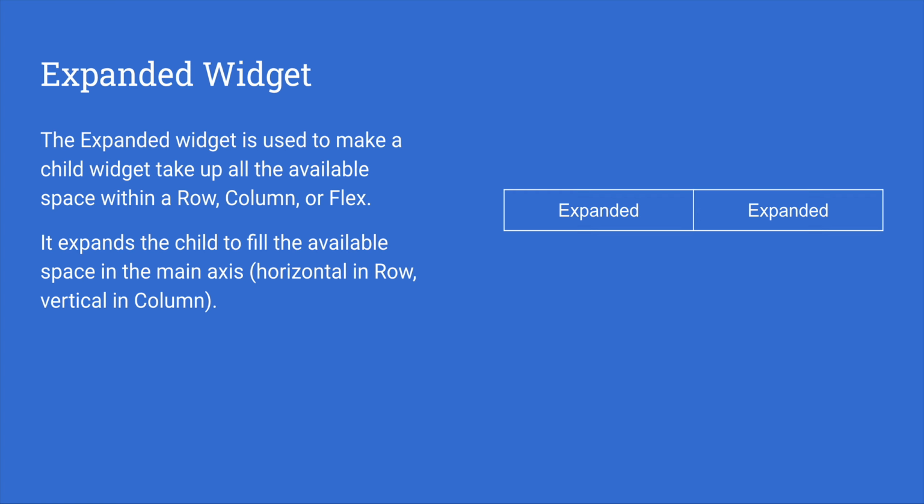So let's start. Expanded widget. The expanded widget is used to make a child widget take up all the available space within a row, column, or flex. So it expands the child to fill the available space in the main axis: horizontally in a row and vertically in a column. For example, here we have a row and two expanded widgets that fill up all the available space using the expanded widget.